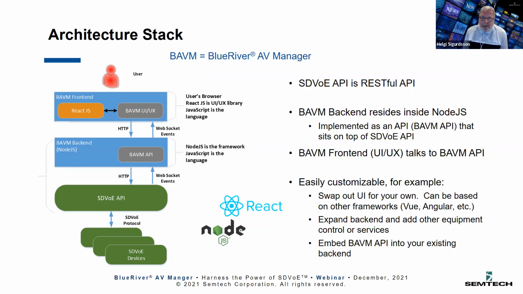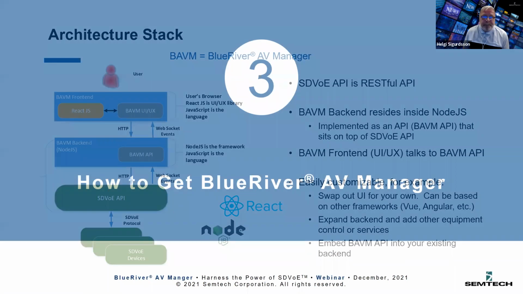Also, if you want to expand the backend, let's say you want a backend that not only controls SDVoE devices but other types of endpoints, you can expand it. You can add another component that runs inside Node.js by the side of the blueriver AV Manager API. And of course, if you already have a backend, a control system for something else, it's about embedding or adding this blueriver AV Manager inside your own implementation.